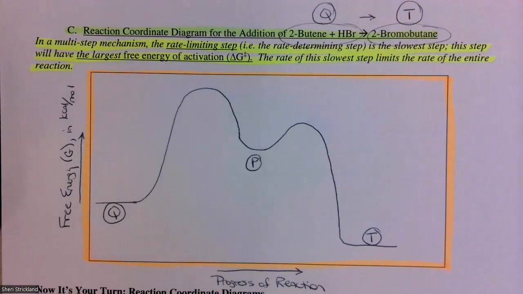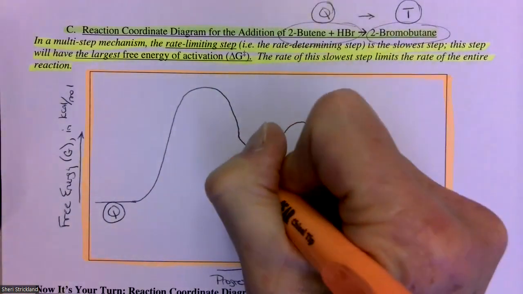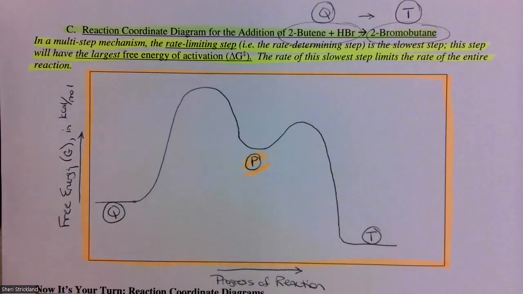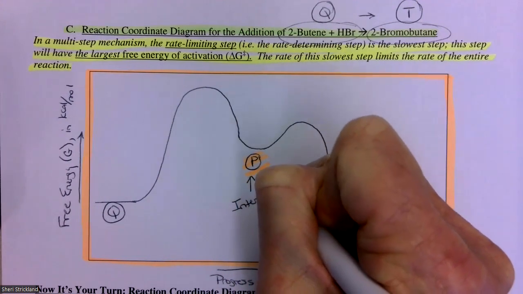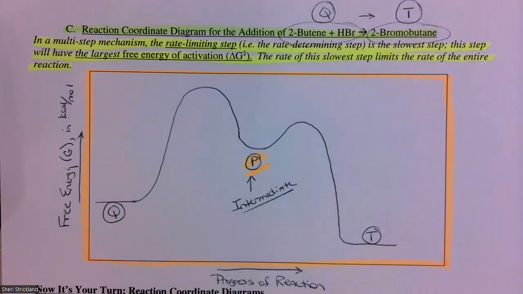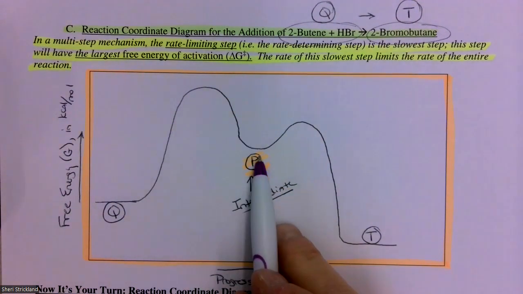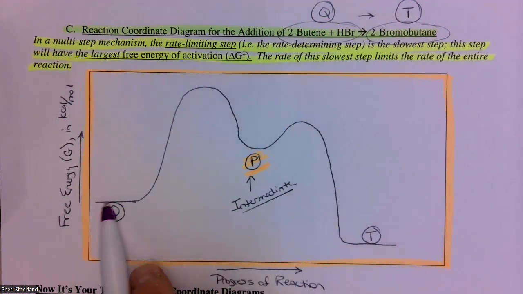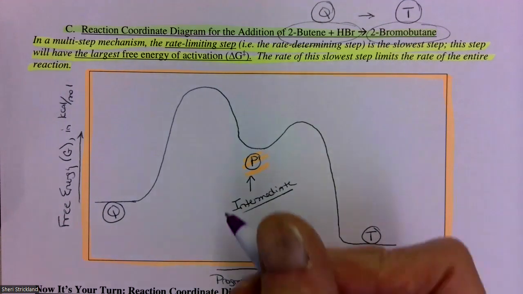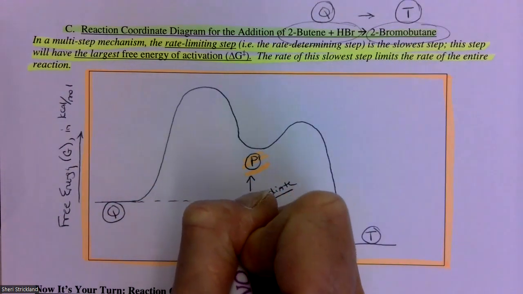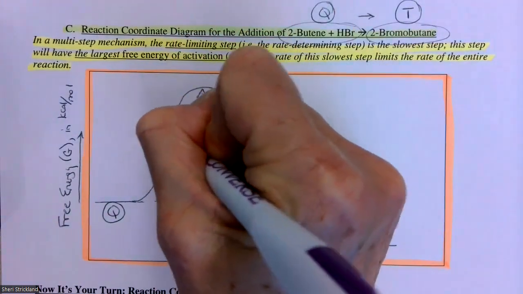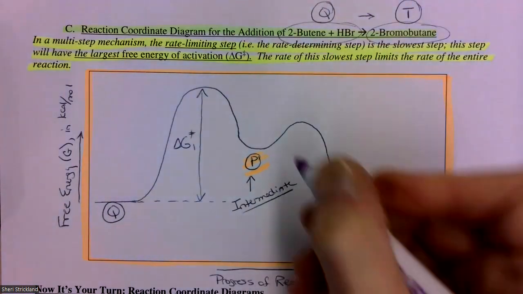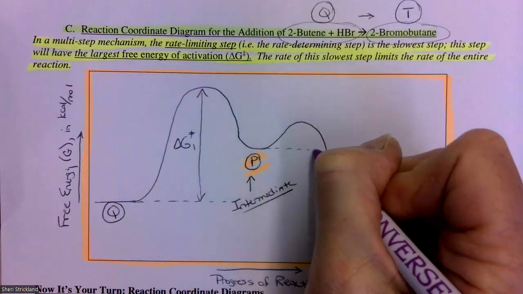So P is an intermediate, because it's formed in one step, and then it's a reactant in the next step. Now, this is reaction 1, and this is reaction 2. Well, step 1 and step 2, because we put in the free energy of activation for each step. So it looks something like that for step 1.